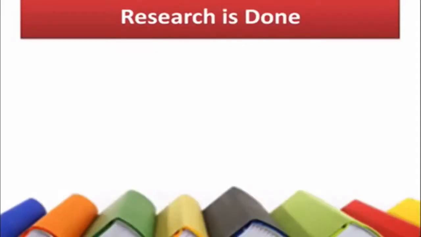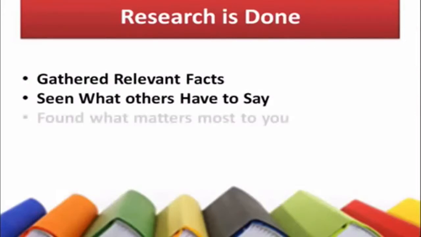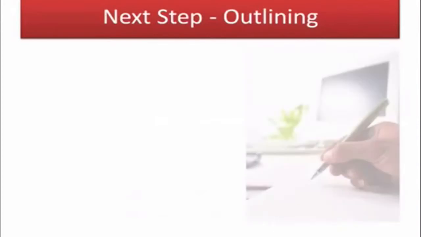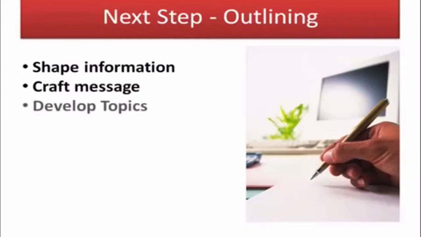Well, your research is done and you've already gathered your relevant facts. You've seen what others have had to say, and you've found what matters to you most. Now, the next step is really getting prepared for outlining your book. That's going to help shape the information that you gathered during your research process, and you're going to craft your content and message to have your voice. It's also going to help you develop your topics.